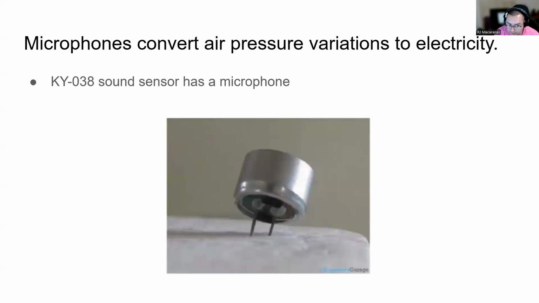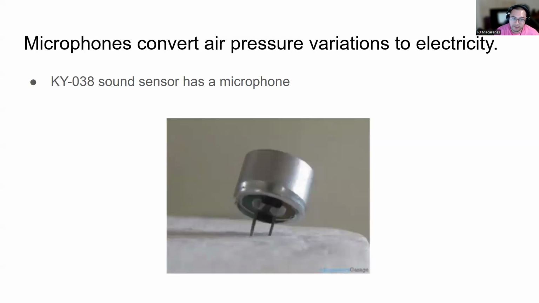All right. So now we'll talk a little bit about these transducers. So first off, we're looking at the KY038 sound sensor, and it has a microphone. And microphones are a type of transducer that convert air pressure variations to electricity. And I guess I forgot to define what a transducer is in the first place. Well, transducers are just things that convert forms of energy, right? So for example, if I go from air pressure to electricity, that's two forms of energy that are being converted.